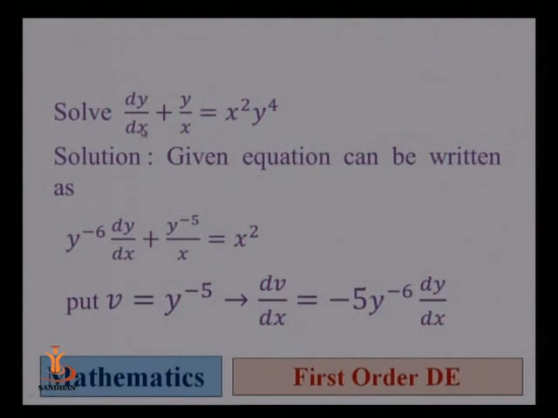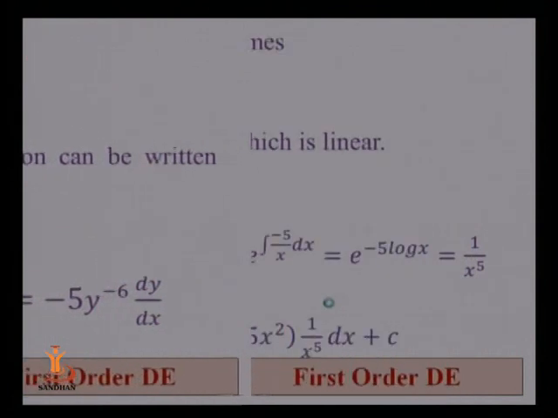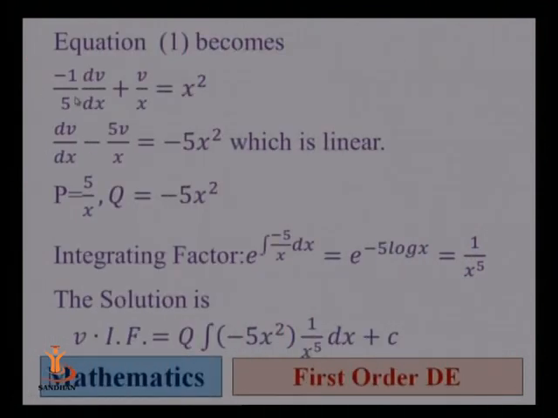dy by dx plus y by x is equal to x square y raised to 4. Here y raised to 4 is present, and we divide the whole equation by y raised to 4, so this is y raised to 6. If it is divided with this, so y raised to minus 6 dy by dx plus y raised to minus 5 by x equals x square. So v is equal to y raised to minus 5, and dv by dx is equal to minus 5 y raised to minus 6 dy by dx. Then equation 1 will be this. This is our linear equation.